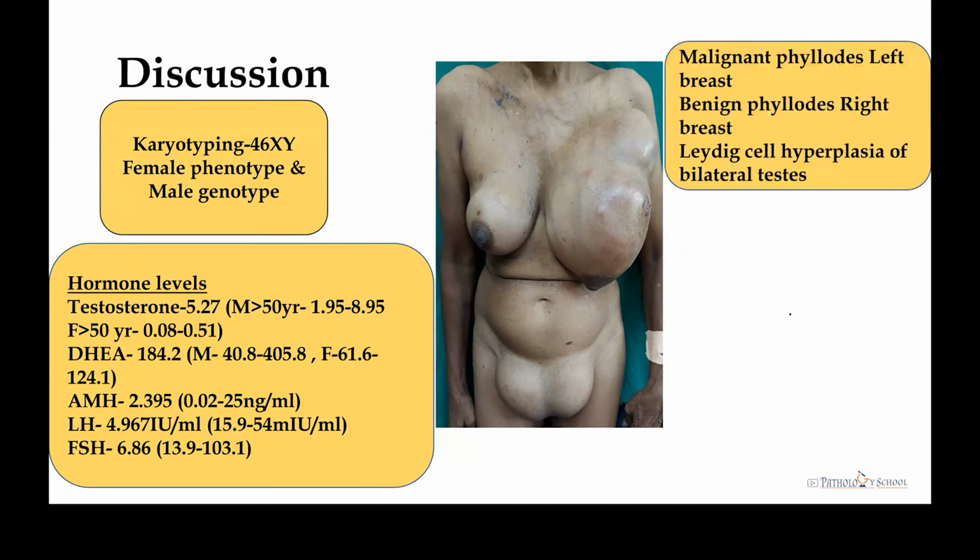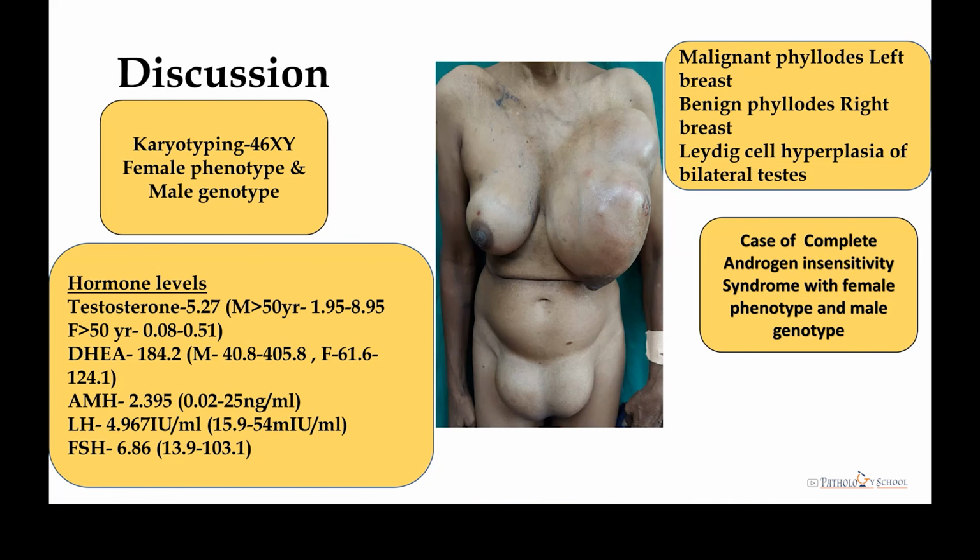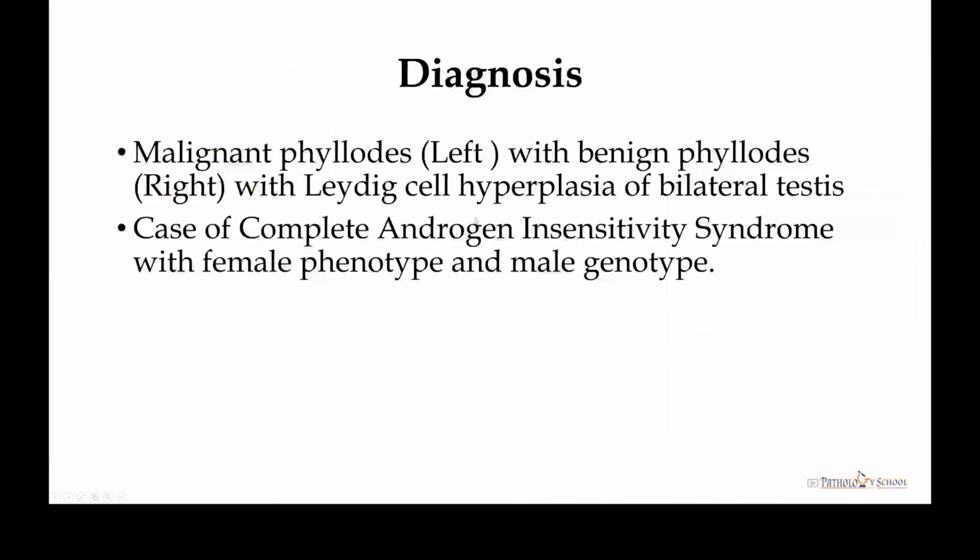So with the histological picture, the karyotyping, the clinical images, and the radiological images, we came to a diagnosis of malignant phyllodes of the left breast with benign phyllodes of the right breast and Leydig cell hyperplasia of bilateral testis, in a case of complete androgen insensitivity syndrome with female phenotype and male genotype. Presently, the patient is receiving radiotherapy for the benign phyllodes of the right breast. So this is the final diagnosis. Since it was bilateral, we considered Leydig cell hyperplasia more. The patient had this inguinal mass for a duration of 5 years.